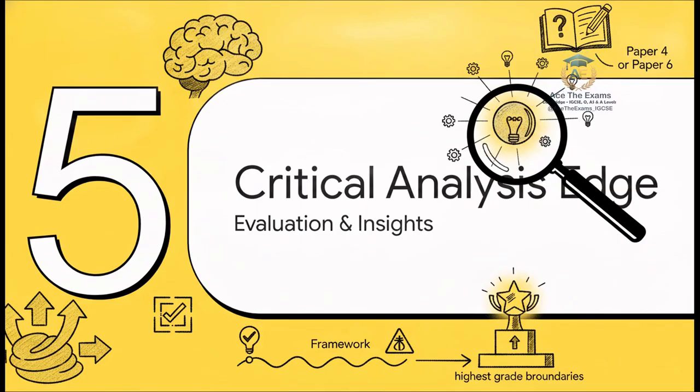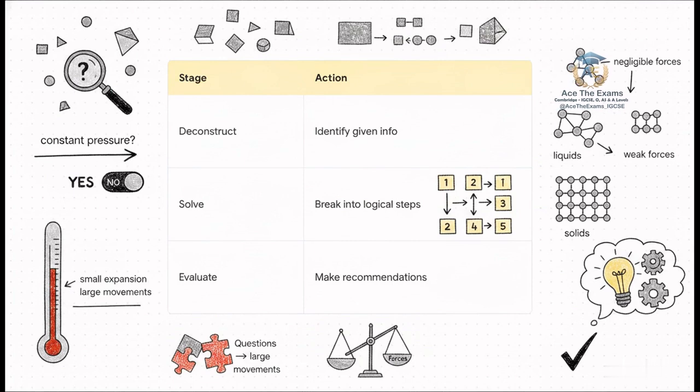Let's move into our final phase, Section 5, the critical analysis edge. This is about evaluation and high-level insights. I want you to think of the complete master-level problem-solving blueprint in 3 distinct stages. Stage 1 is deconstruct. You identify every single piece of given information. Ask yourself, are we at constant pressure? Yes. What state of matter is it?